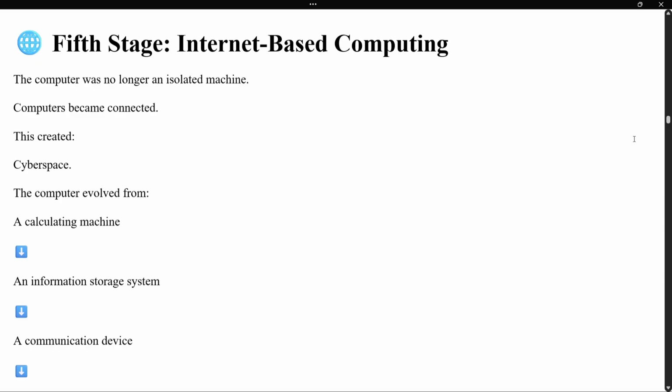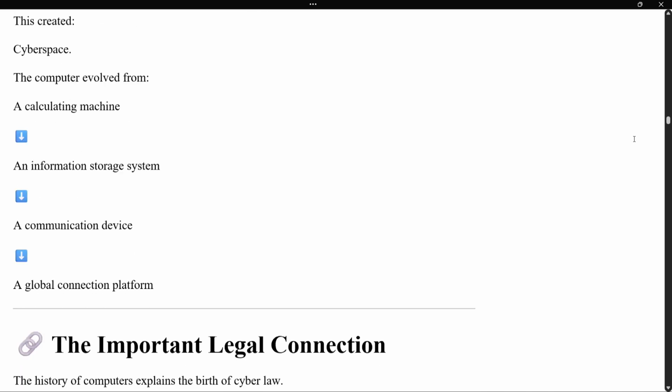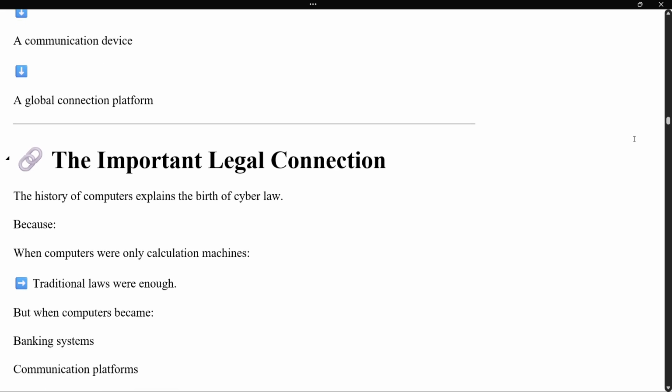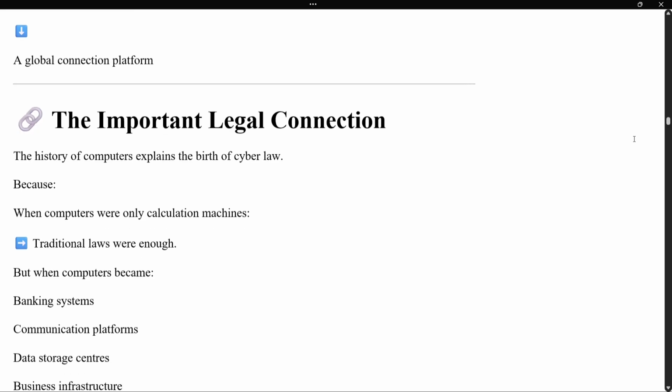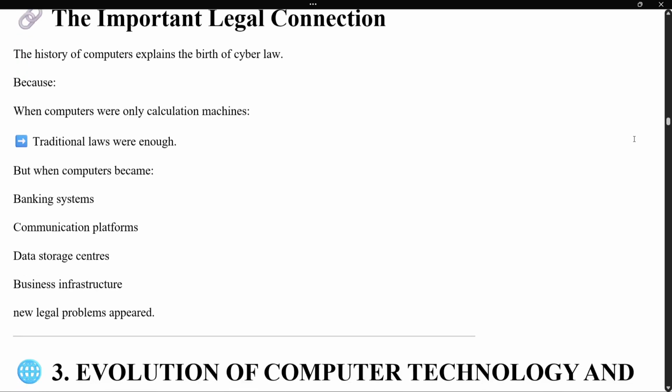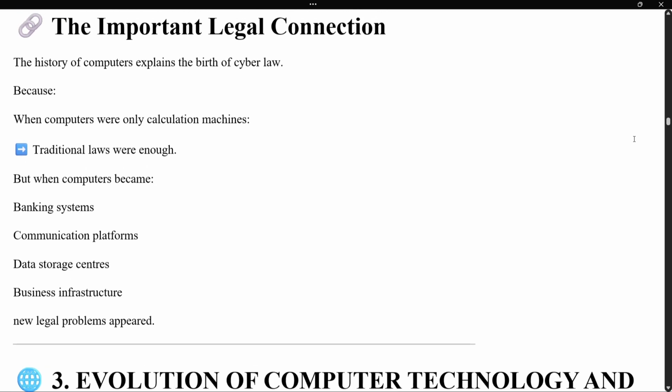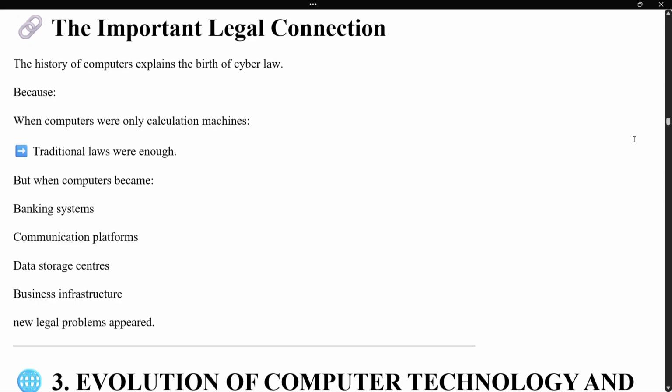The computer evolved from a calculating machine, to an information storage system, to a communication device, to a global connection platform. The important legal connection: the history of computers explains the birth of cyber law. Because when computers were only calculation machines, traditional laws were enough. But when computers became banking systems, communication platforms, data storage centers, business infrastructure, new legal problems appeared.